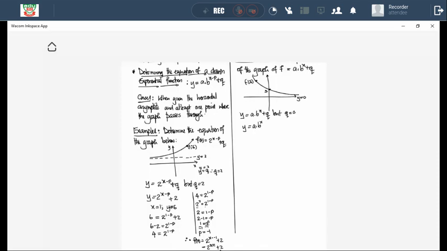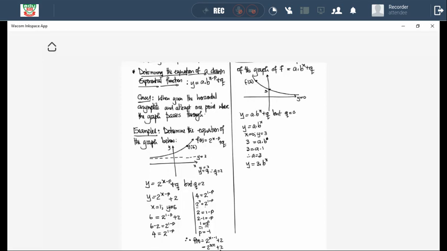Okay, now from there, I'll look for another point where it passes through. When x is 0, y is equal to 3. Right, I've got 2 points, (0, 3) and (-1, 6). Advisably, start with the point on the y-axis where x is 0. So this is 3 equal to a times b to the power of 0. Once b is to the power of 0, then I'm now remaining with one unknown, which is a times 1. So therefore, your a is equal to 3. I'll take 3, plug it back there. It becomes y equal to 3 times b to the power of x.